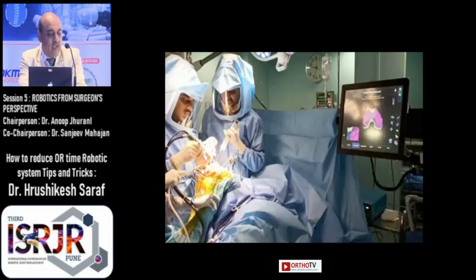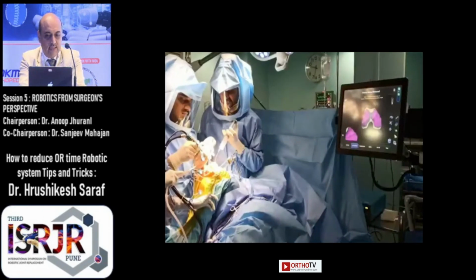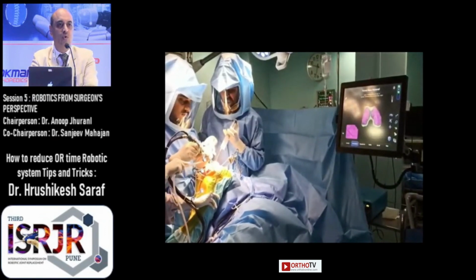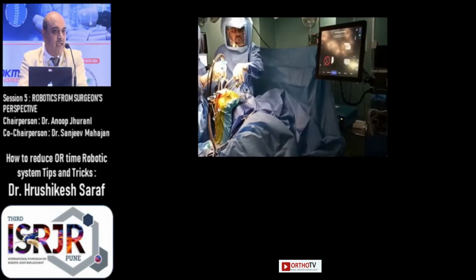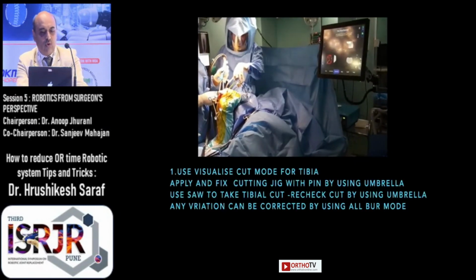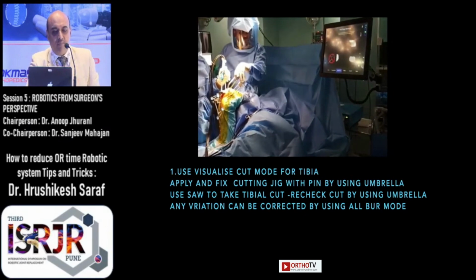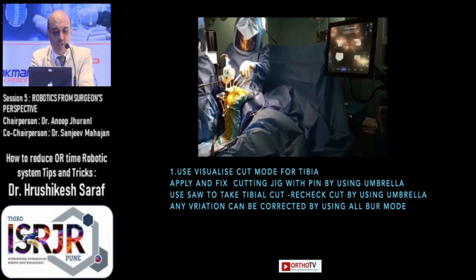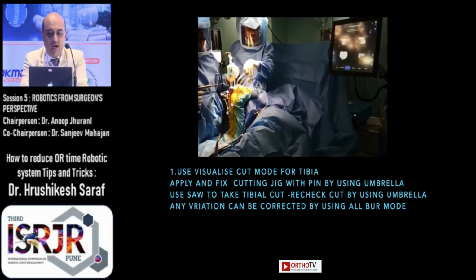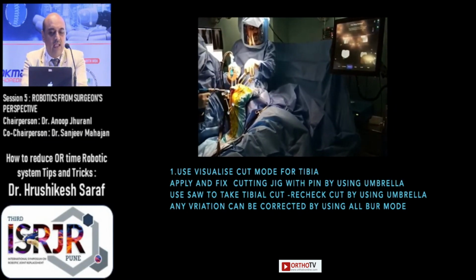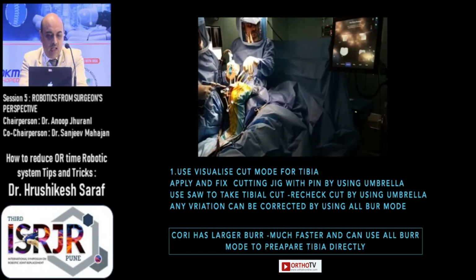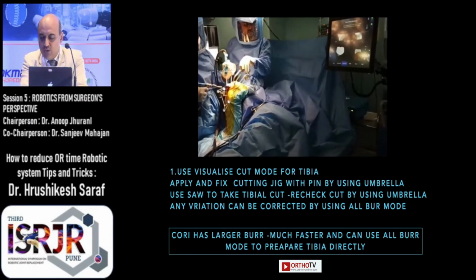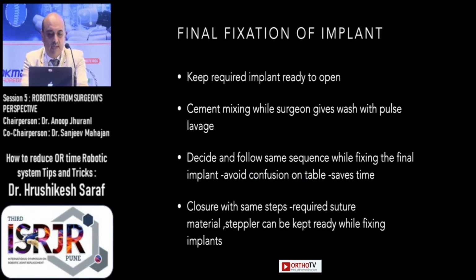So when you come to the cutting part of the system, as everyone has shown since yesterday, there are two different systems. You can use all burr, or you can use distal burring technique and use regular jigs. So use visualize cut mode for the tibia, apply and fix the cutting jig with pins by using the umbrella. Use a saw to take the tibial cut, recheck the cut by using the umbrella, and any variation can be corrected by using all burr mode. Corey has a larger size of burr, much faster, and you can use all burr mode to prepare the tibia directly. So, final fixation of implant.